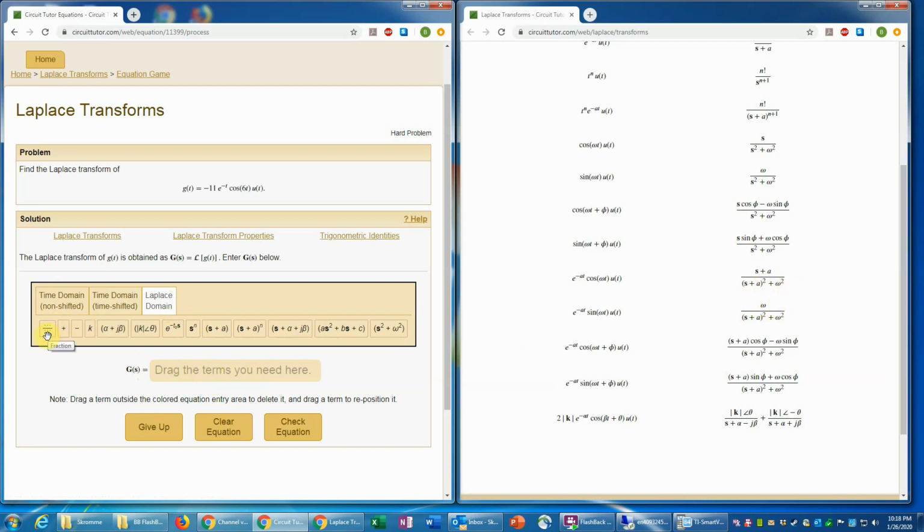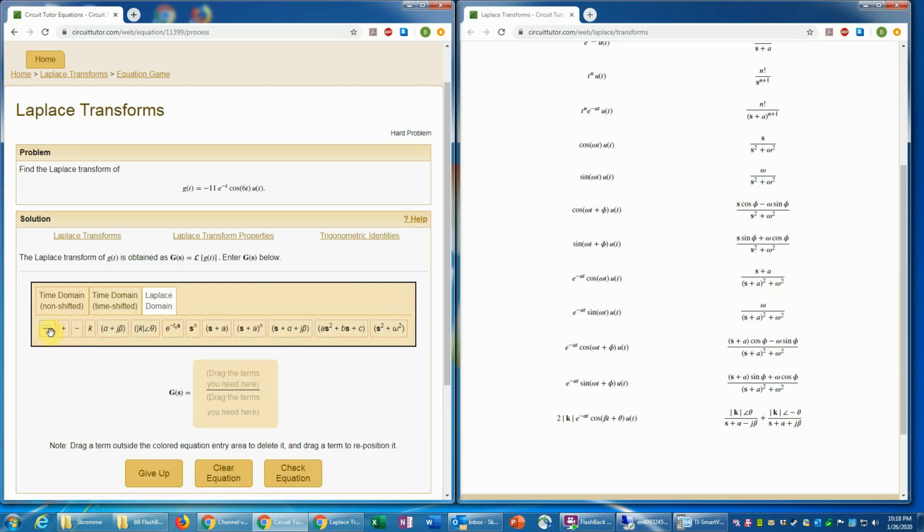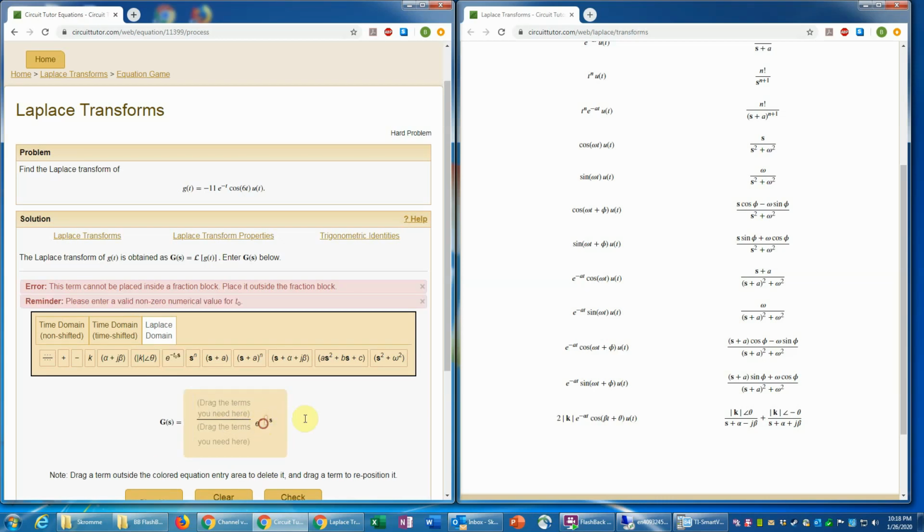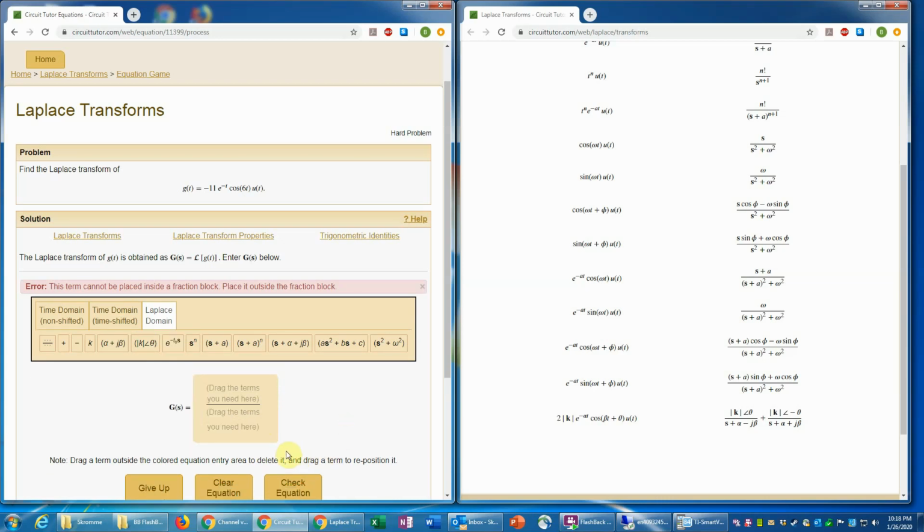So we'll use the fraction template to begin with. And you can either drag this into place, or you can just click on it and place it that way. If you ever place something here you don't want, for example if I put that in there and I decide that's actually not allowed in a fraction block, then I just drag it out.